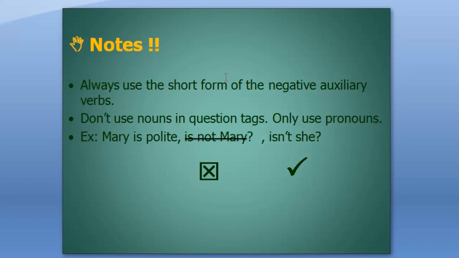Don't use nouns in question tags. Only use pronouns. For example, Mary is polite. It is incorrect to say is not Mary. Don't say is not. Use the short form isn't. Don't use Mary. Don't use the noun. Use she. Use the pronoun. So it's a must to replace the long form using the short form of the negative auxiliary verb, and it's a must to change the noun into a pronoun.